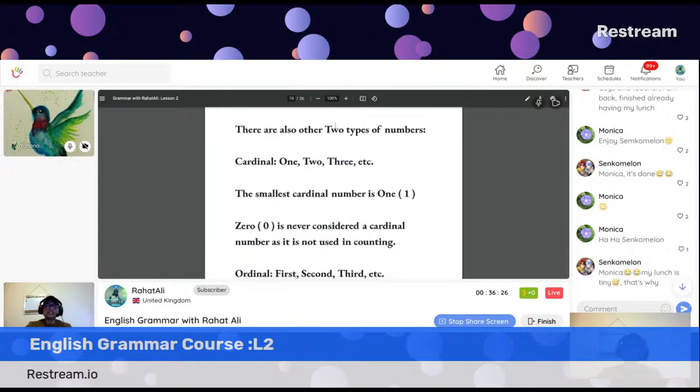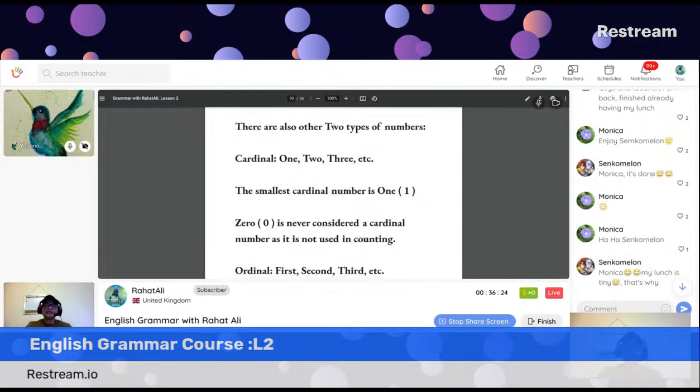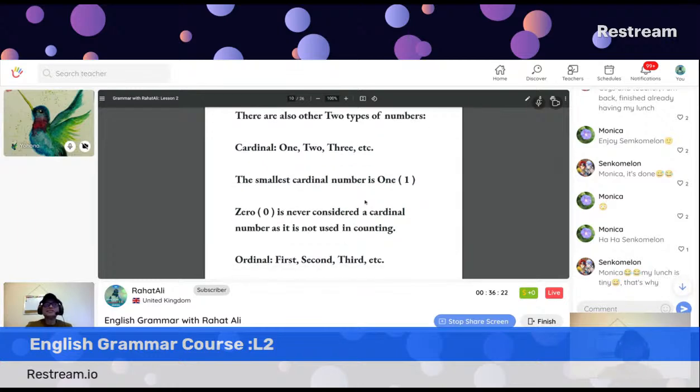And the smallest cardinal number is 1. And 0, that is an important matter. 0 is never considered a cardinal number because it is not used in counting if it is at the beginning of the word. If it is at the end of the word, remember that 0 is very important and valuable. Because after 1, if you put 0, it becomes 10. If you put 2 zeros, it becomes 100. It increases 10 times. 100, then 1,000, 10,000, 100,000, 1,000,000.